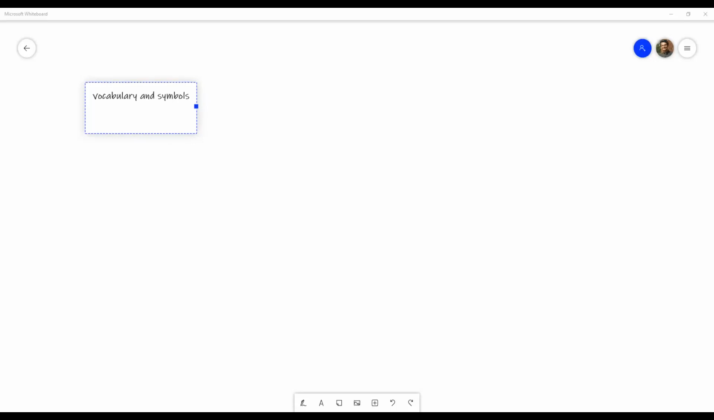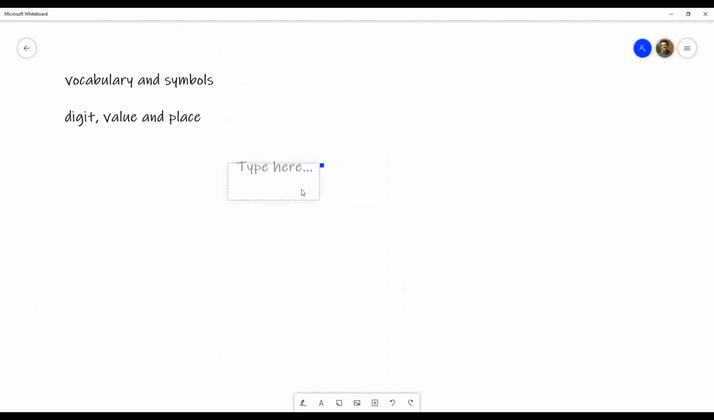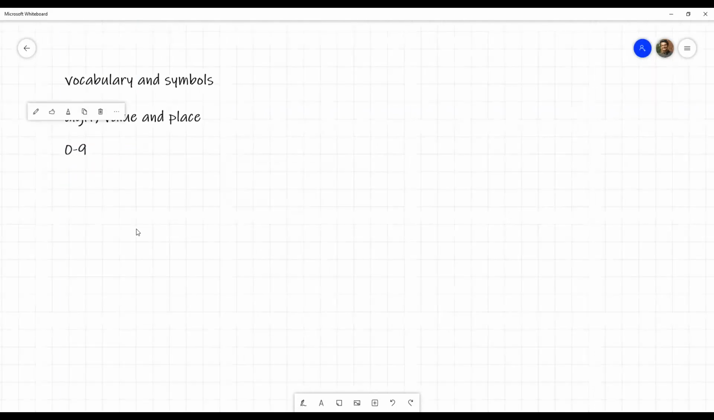So the vocabulary and symbol. There are three things: digit, value, and place. By digit, you know what I mean. For digit, can you give me examples of digits? Anyone? 0 to 9. Very good. That's enough. Yeah, 0 to 9.